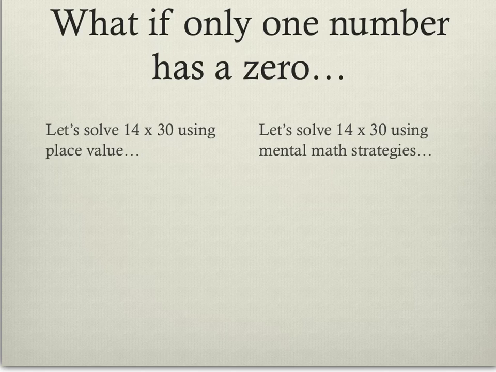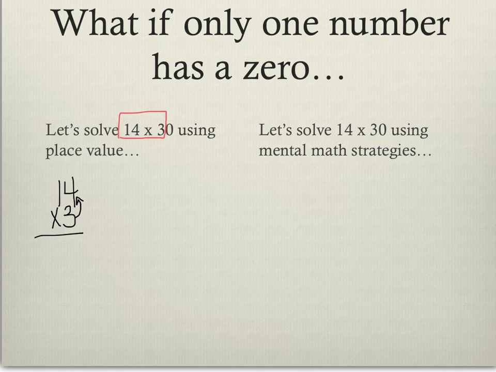But what do you do if your problem only has 1 zero? Let's solve 14 times 30 using place value. For 14 times 30, I can use the basic fact of 14 times 3. Now, I can't solve 14 times 3 in my head, but I learned how to solve 14 times 3 in the last chapter, using multiple strategies.